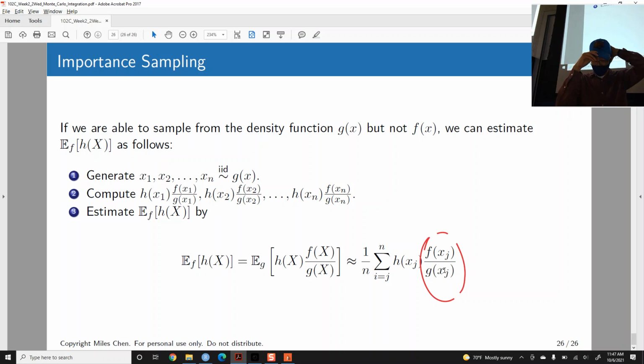Okay? And so we'll take a closer look at this on Friday. We'll look at a few examples to see how importance sampling works.